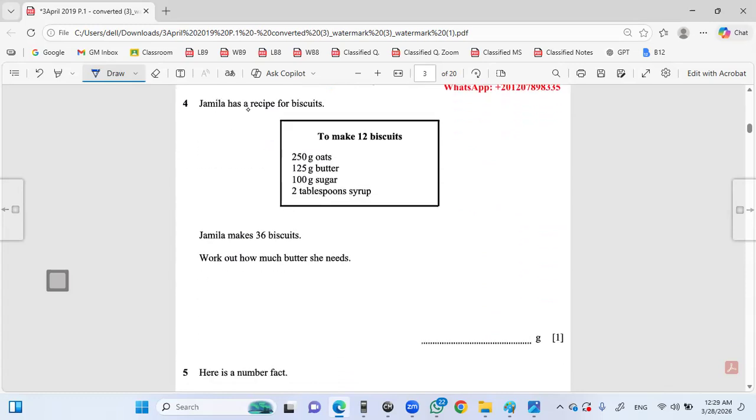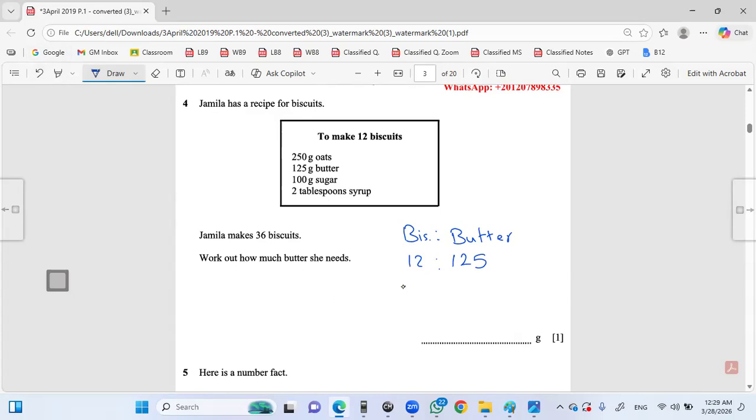Here they're saying that Jamila has a recipe for biscuits. To make 12 biscuits, she uses this. Jamila makes 36 biscuits. Work out how much butter she needs. Well, for 12 biscuits, she needs 125 grams of butter.